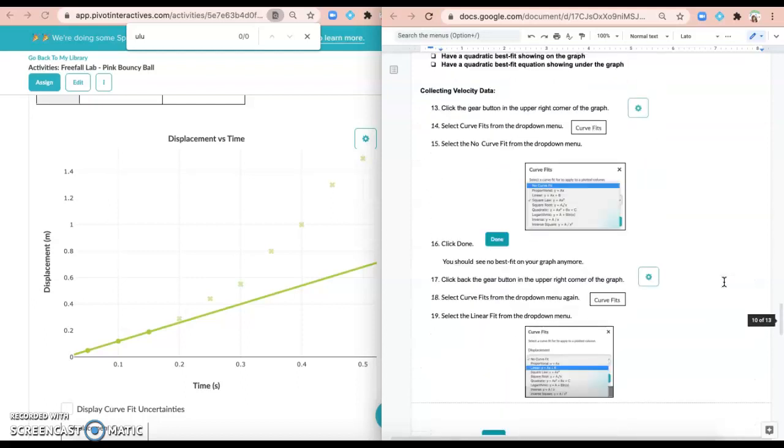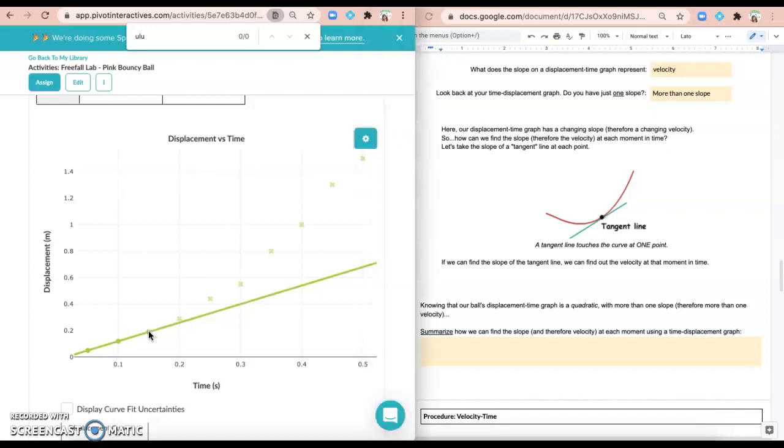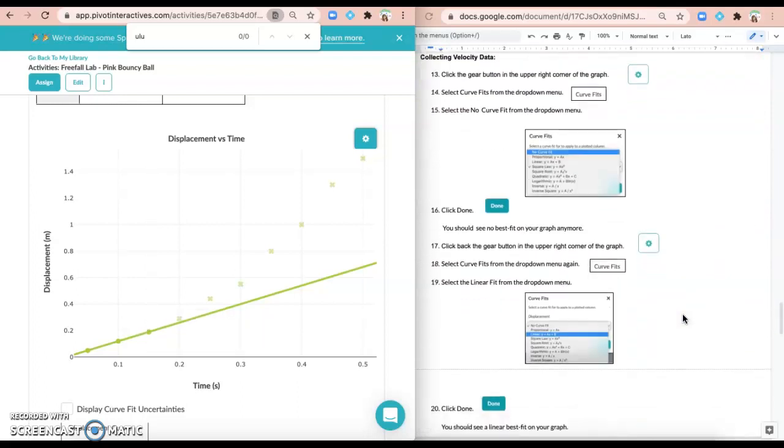Now you might be thinking to yourself, isn't a tangent line going to touch at just one point? Well, you're right. Ideally, a tangent line is just going to touch at one point. Unfortunately, if you try just one point in Pivot Interactives, it doesn't really help us too much. It just shows a flat line, and I don't think that that's right. So instead, we're going to do the next best thing. We're going to highlight 3 points. So our first data collection is going to be with those first 3 points highlighted.